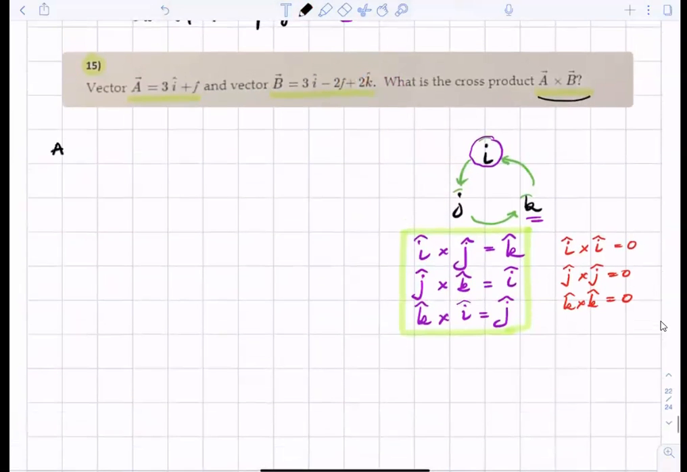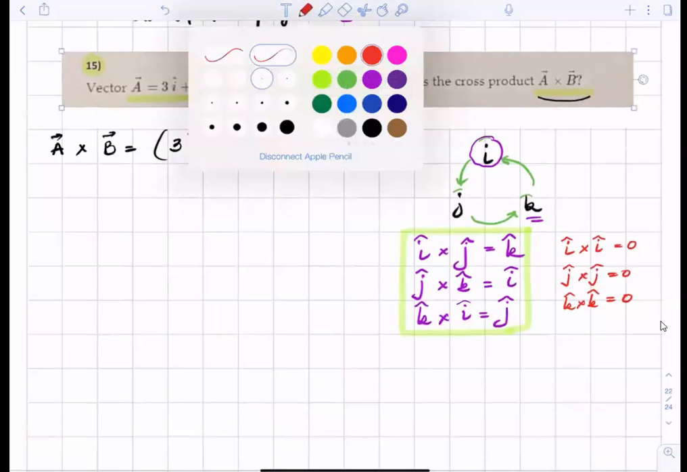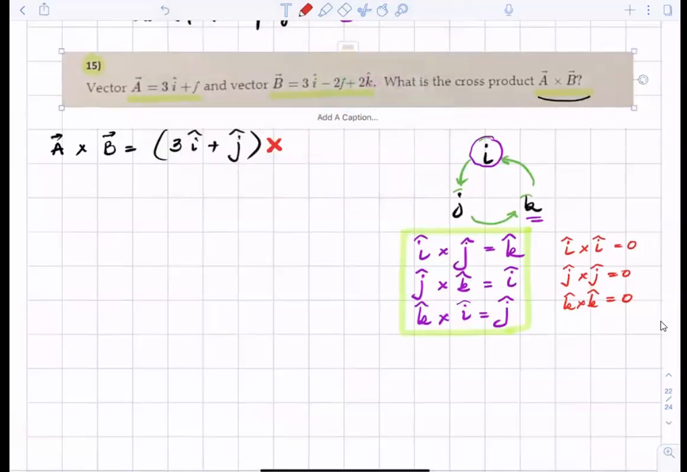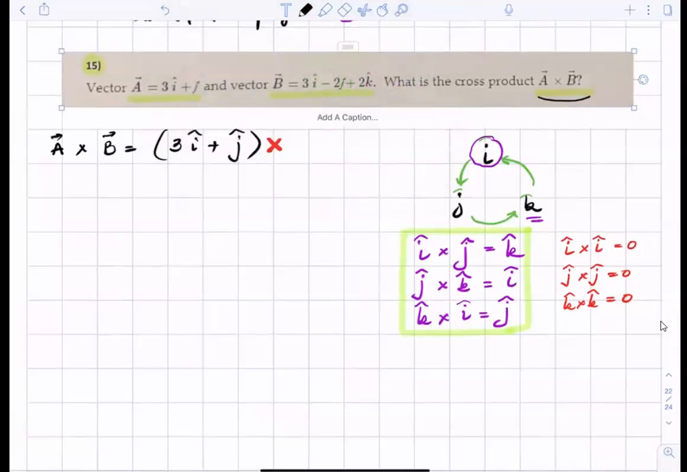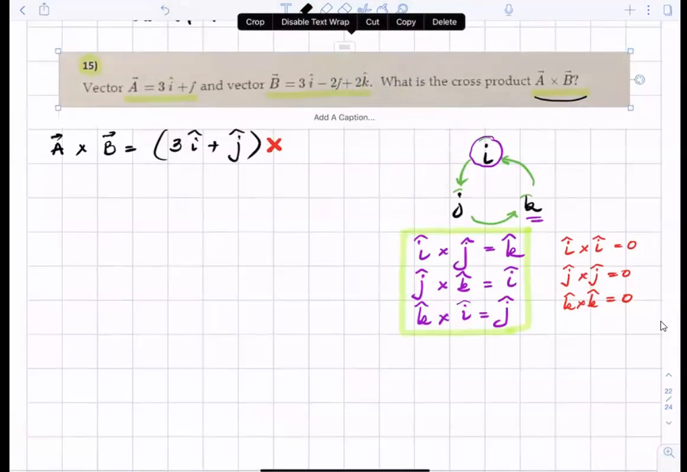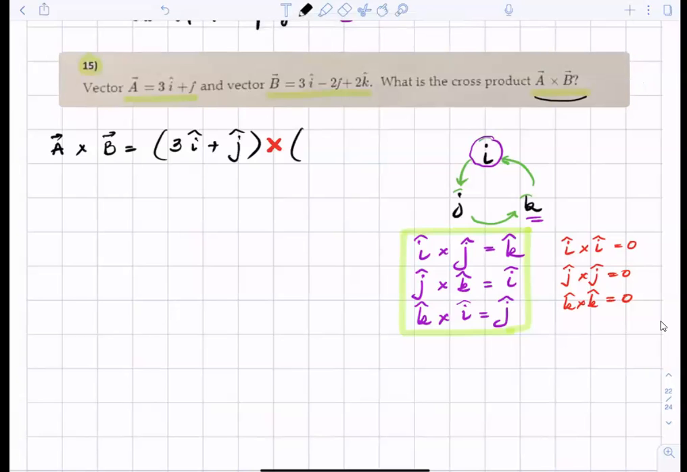So we're going to have here A cross product with B. We're going to copy them first. 3i hat plus j hat. Make sure you remember this is a cross multiplication where all the rules between the unit vectors, you will have to comply with those. Now what do we have here? 3i hat minus 2j hat plus 2k hat.